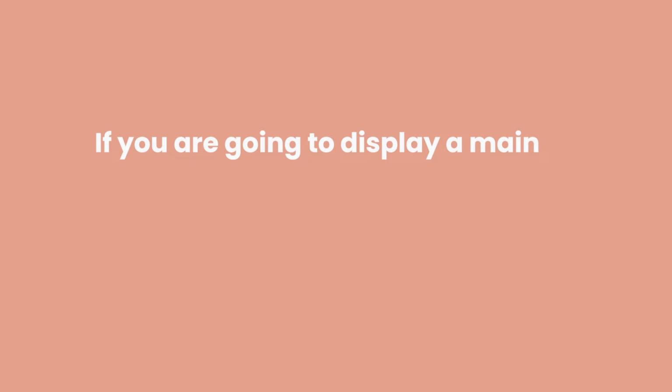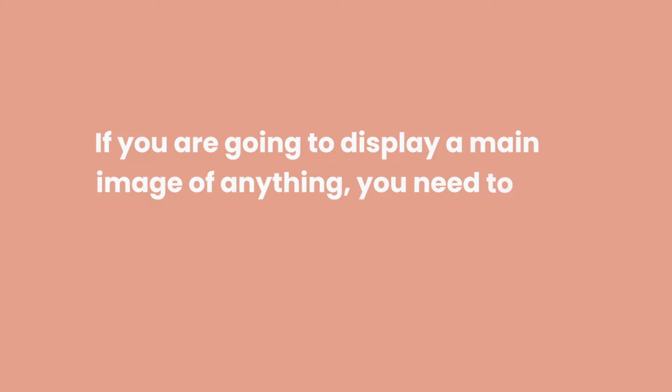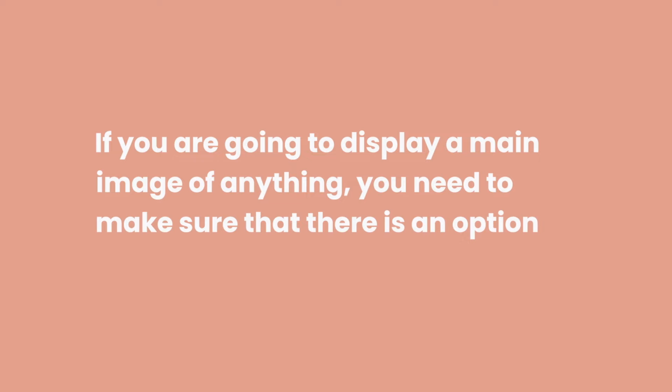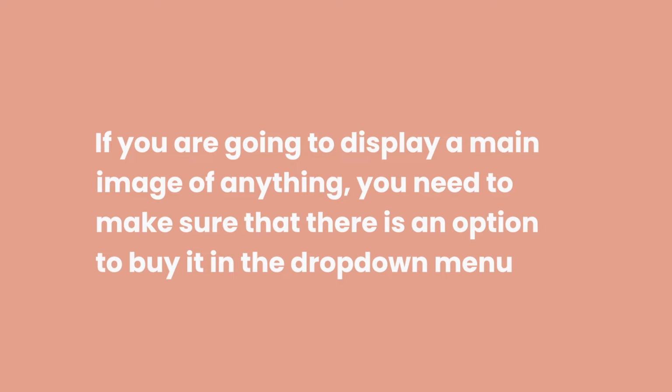So if you are gonna display a main image of anything, you need to make sure that there is an option to buy it in the drop-down menu, or the main image that's being shown that people are clicking on is actually the only thing that they can buy. And I know a lot of times people think like, oh, well, isn't it common sense because it's in the center of the screen? But even if you can see another product, it can distract or create assumptions of, oh, maybe there's something else to buy in that listing.